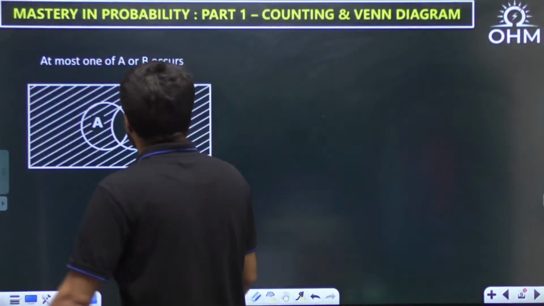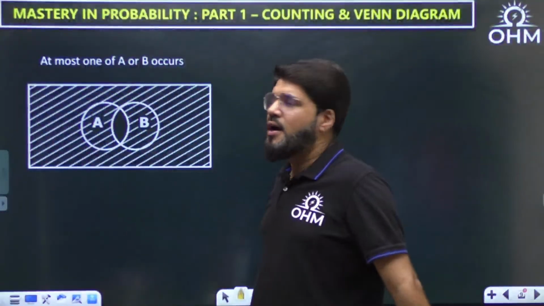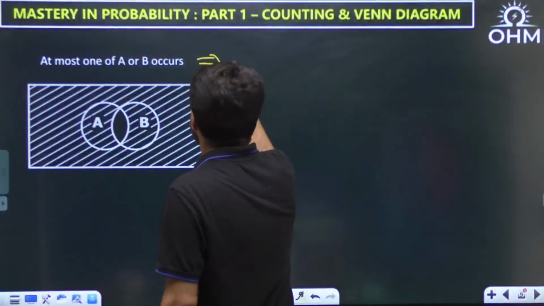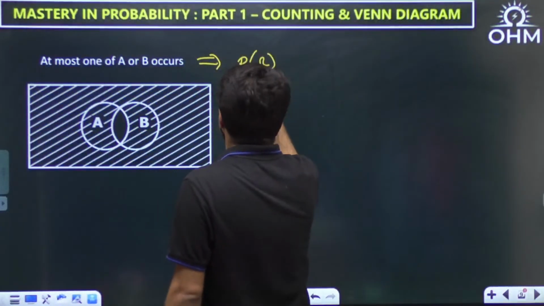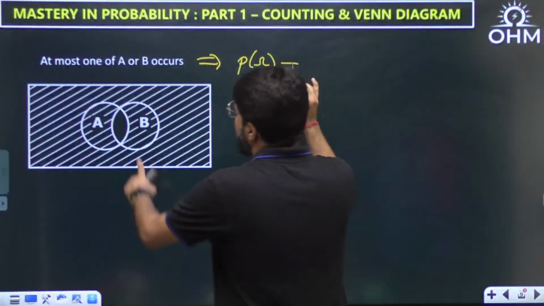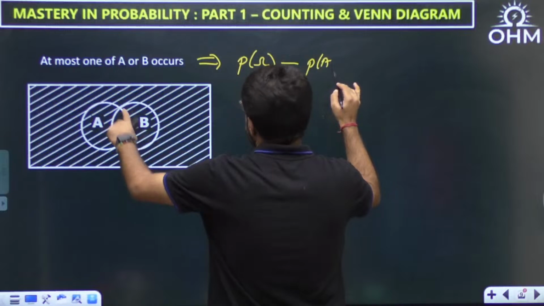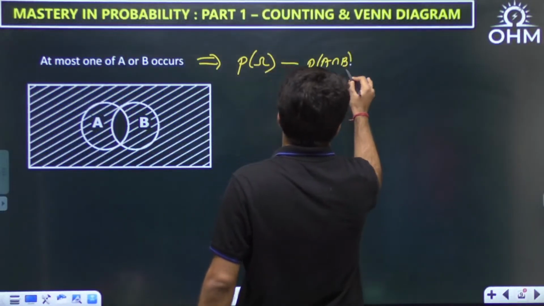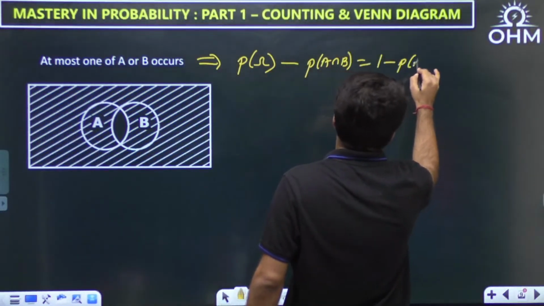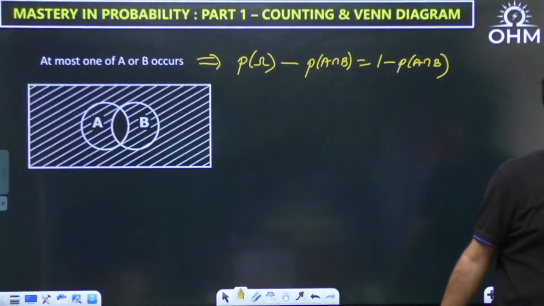Okay, so what is the formula then? Out of the total sample space, that is the probability of sample space, which is always 1, Omega, as I told you, the sample space, you have to just subtract this intersection, A intersection B. That means it is 1 minus P of A intersection B.